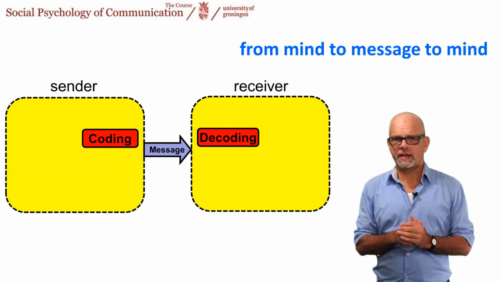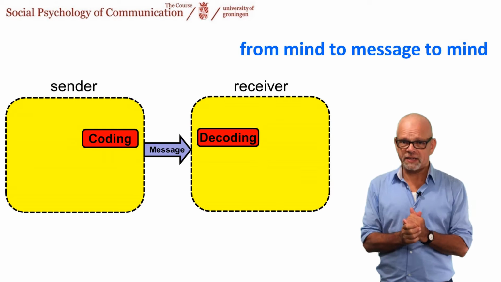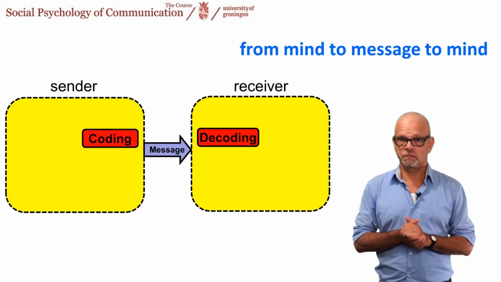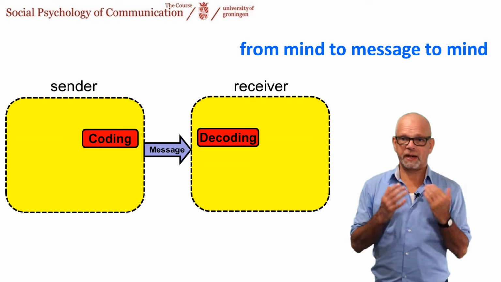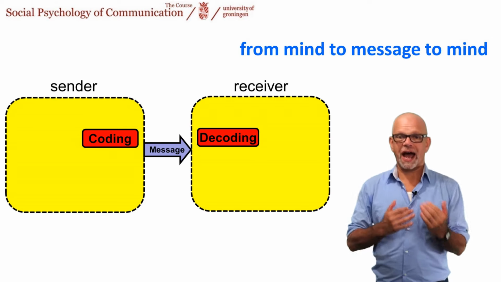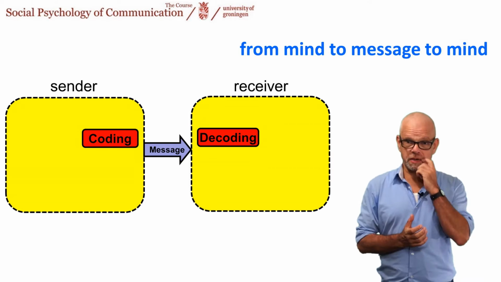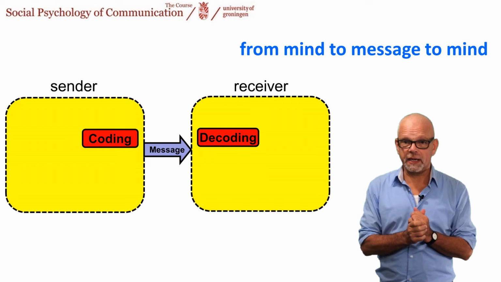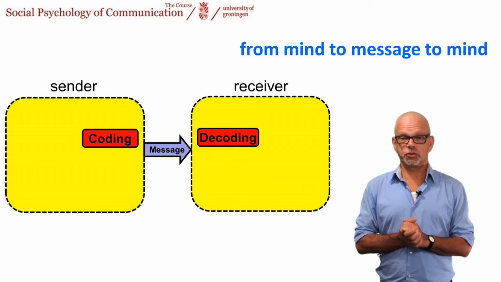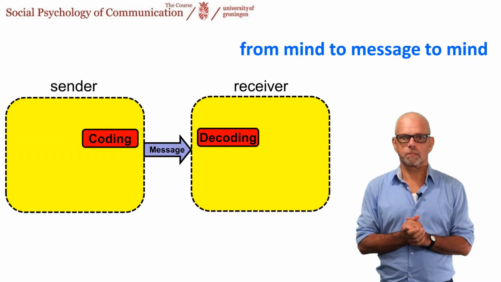For example, within verbally coded messages, a distinction can be made between semantics, prosody, and paralanguage. What I say versus how I say it. Within nonverbal or bodily communication, a distinction can be made between, for example, posture, gestures, and facial expressions.